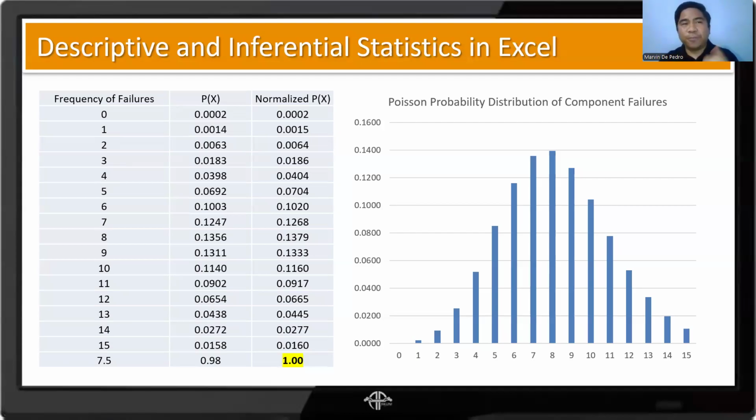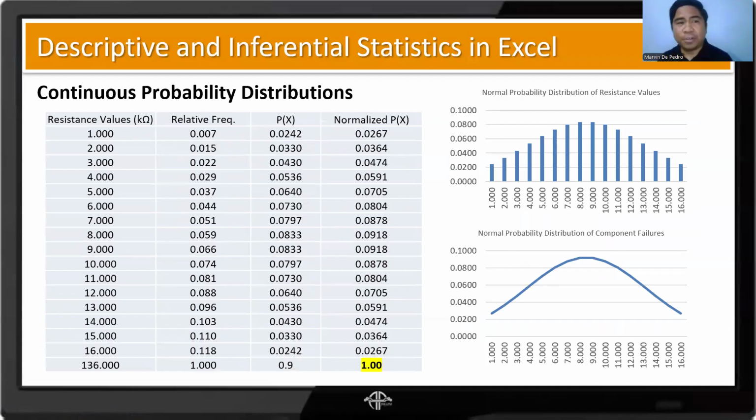But if we have continuous values, although this one are rounded off, most of the real world signals, when we present them as data, are continuous numbers actually.